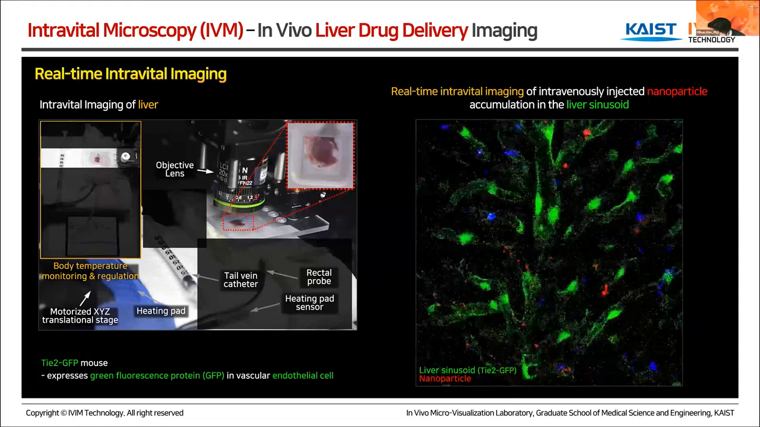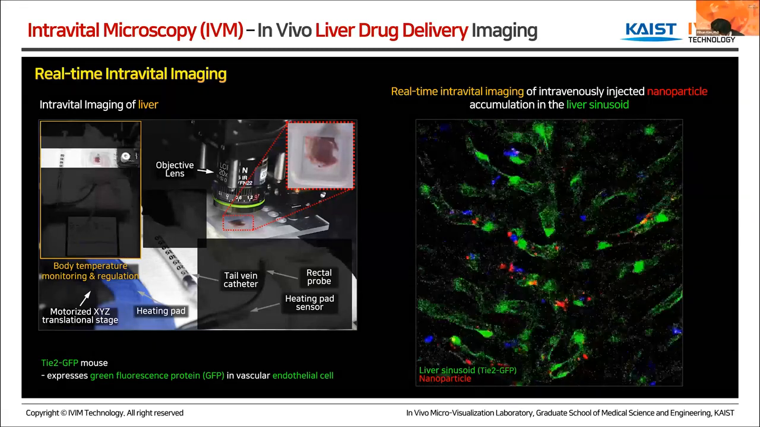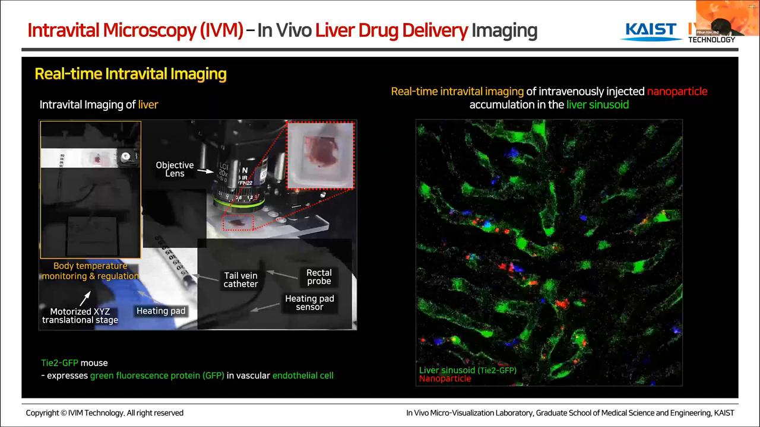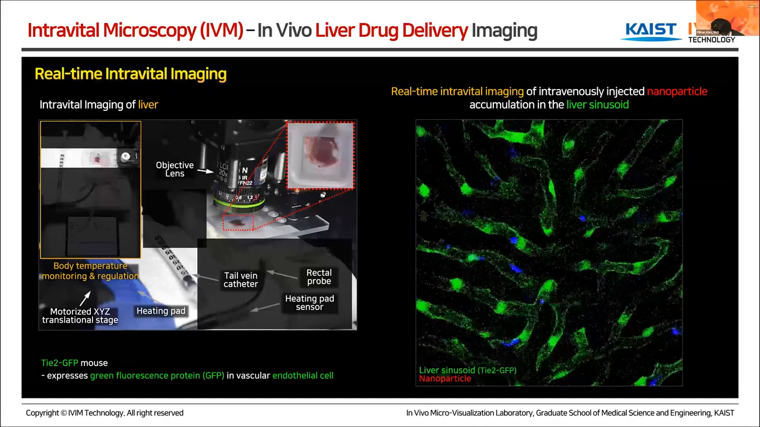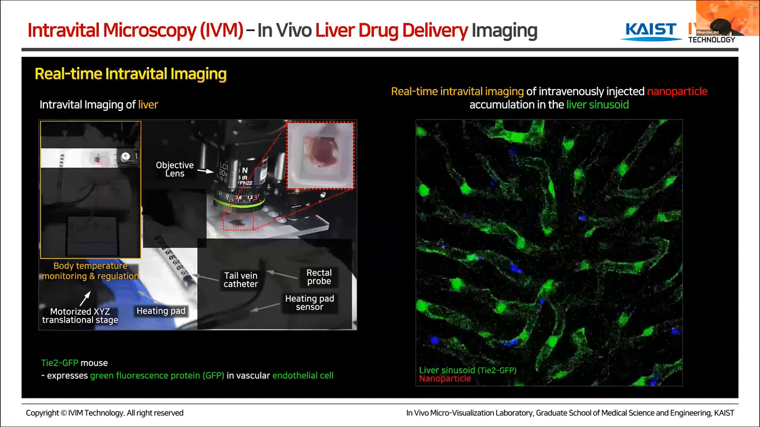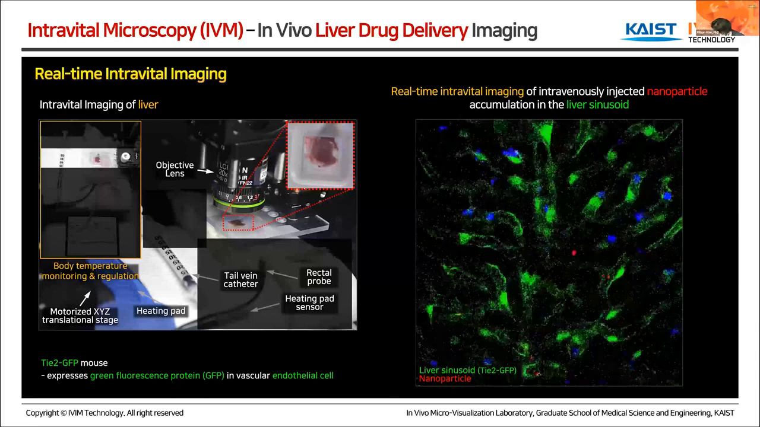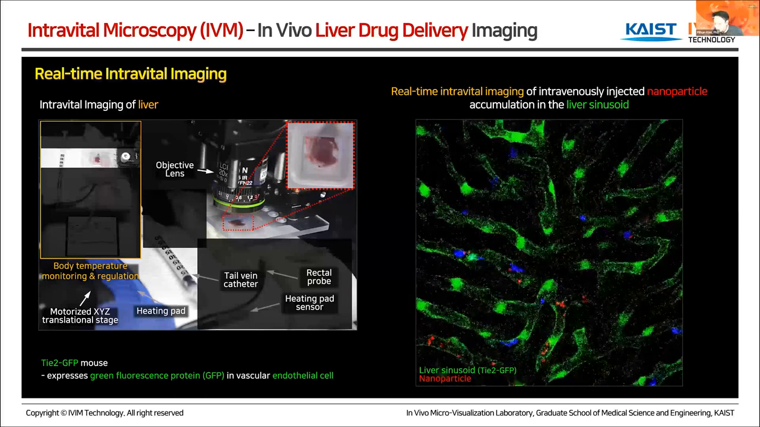So are there any issues with tissue growth that will block the imaging window? Well, not really. It doesn't happen in many cases. So the answer is generally no.